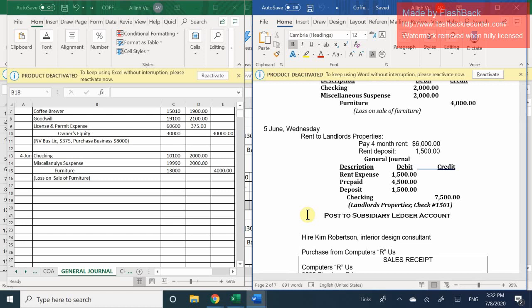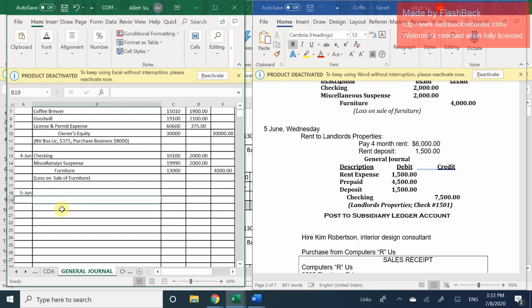And then lastly, we need to record our deposit. So in grand total, we need to write a check out for $7,500 for rent, just rent in general. Okay. So let's go ahead and record this. This is on what day, June 5th? June 5th. Okay.